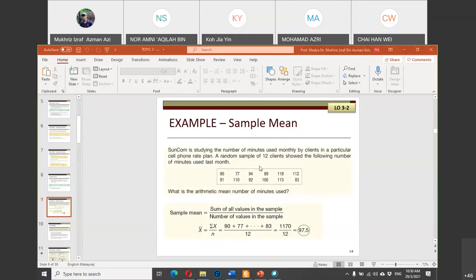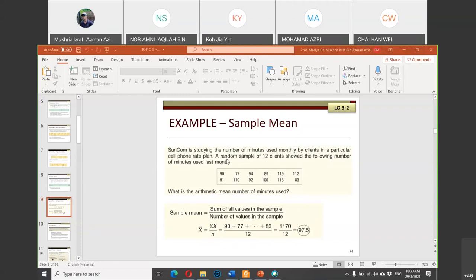your book, whether in the slides or the exercises in our ebook from Lin et al., our main textbook. You will see that whenever the book refers to a sample, it will mention the word sample in the statement. A random sample of 12 clients. The first word is random.